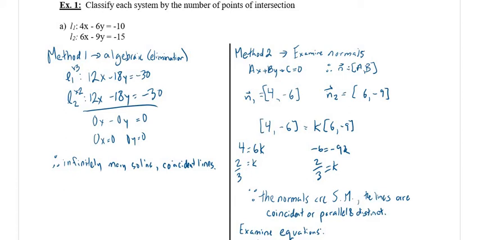Method 2 is a little bit different. Just because we have vector methods now, we're going to look at this one really quickly. This one is asking us to examine the normals. Now just think back really quickly.